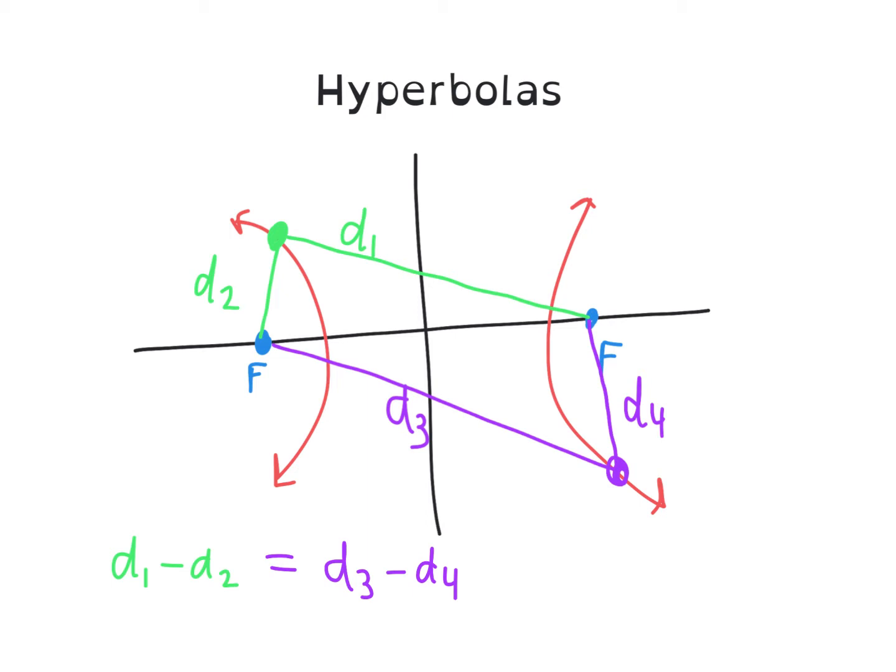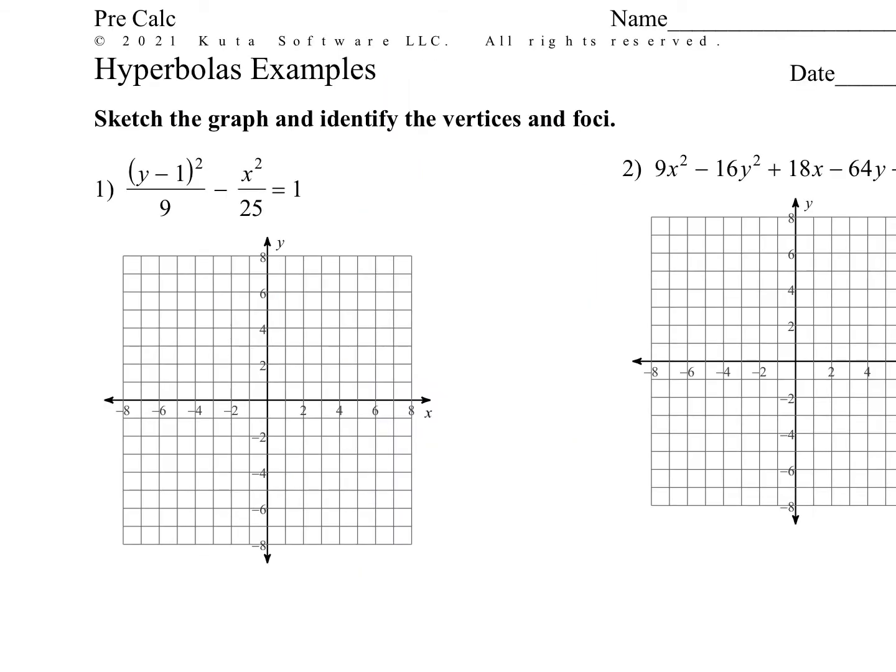Anyways, let's take a look at a couple examples, how to graph them, some of the properties, and how we find these foci, all that good stuff. Let's take a look. Alright, so here's an example. We want to go ahead and sketch the graph and then identify the vertices and foci.